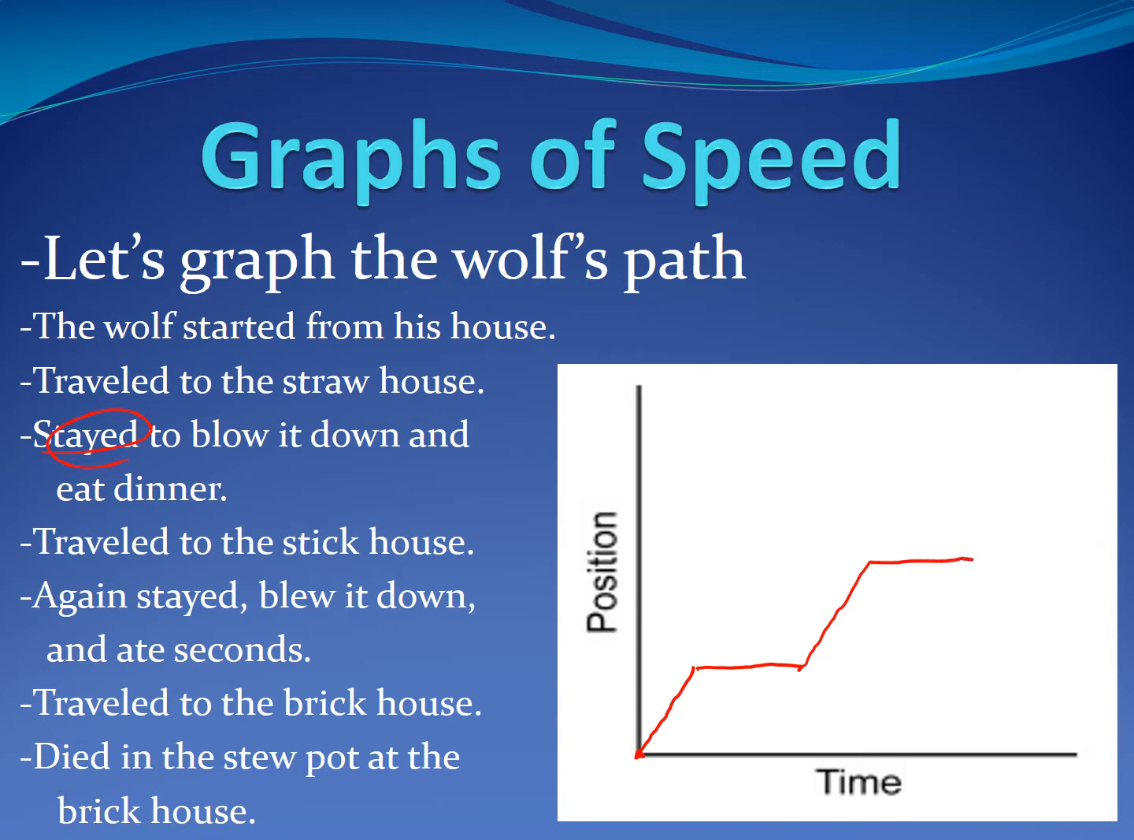He blew it down in 8 seconds. He traveled to the brick house and died in the stew pot at the brick house. Once he died, he stayed there, and we keep going and going unless he gets moved. And so we see here that he made 3 stops. A horizontal line means that he stayed.